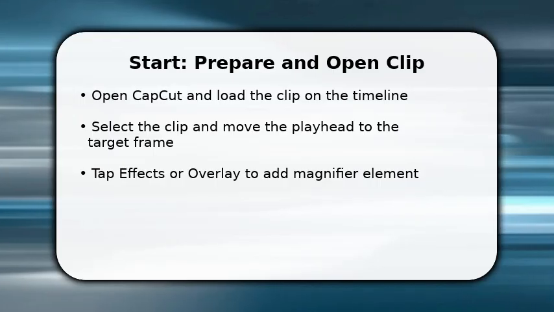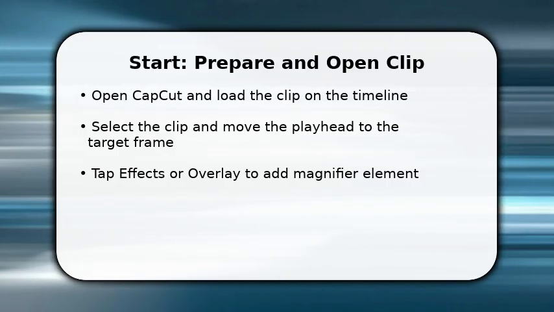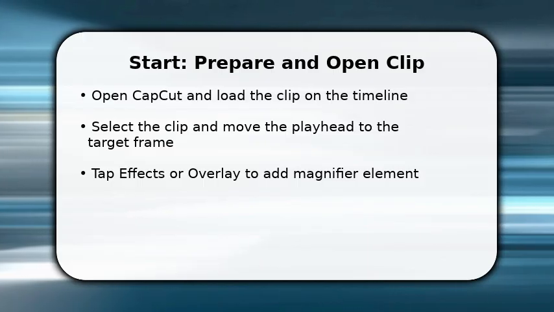You start by opening CapCut and importing the clip you'll magnify. Make sure the timeline playhead sits exactly where you want the zoom. Once done, select the clip and choose Overlay or Effects depending on your version, because the magnifier is applied as a layer. You want a separate element so you can reposition independently.